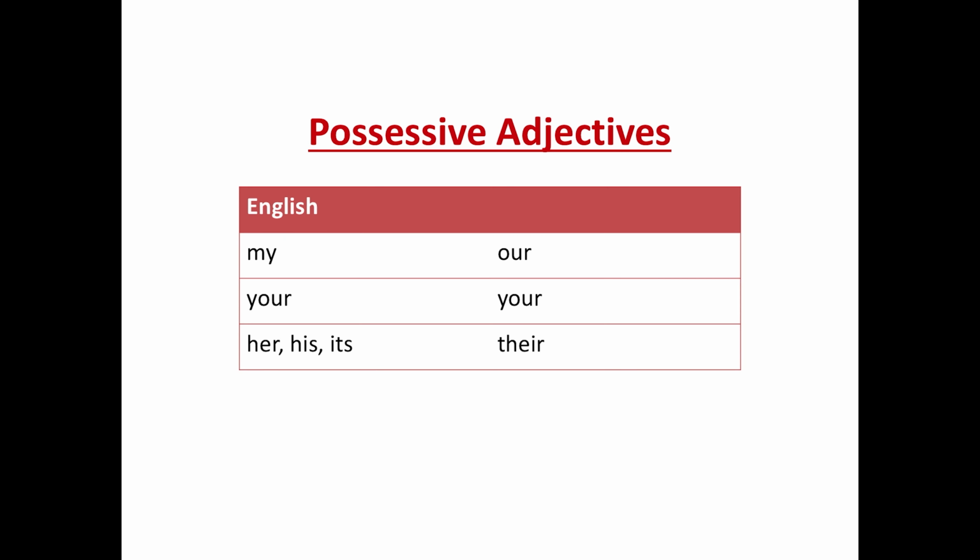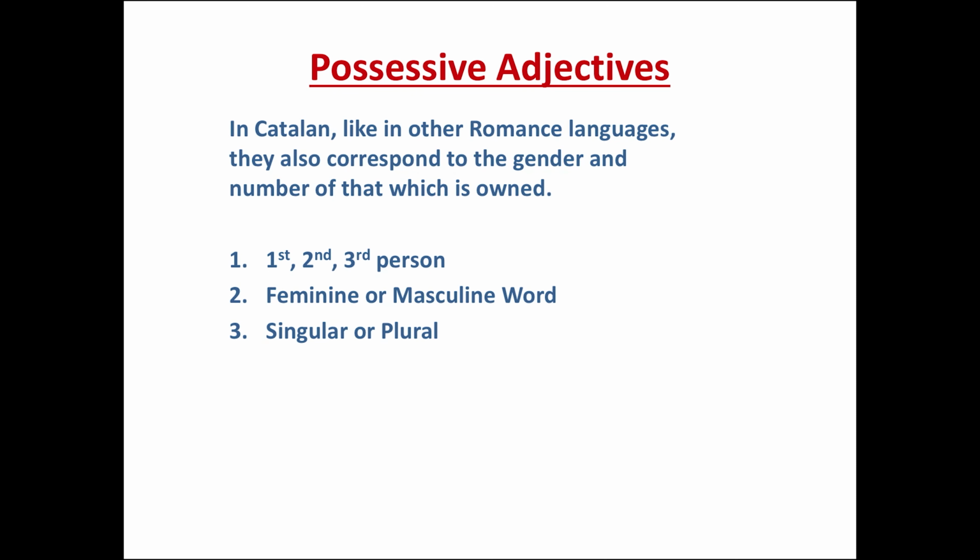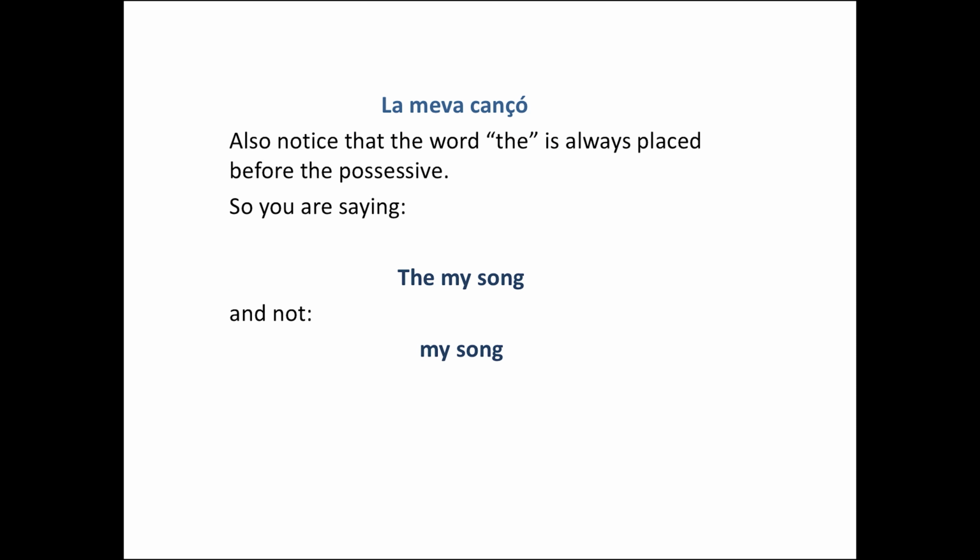In English, you have my, your, her, his, its, our, your, their. In Catalan, like in other Romance languages, they also correspond to the gender and number of that which is owned. So for example, it can be the first, second, or third person. The word can be feminine or masculine, or singular or plural. La meva cançó, my song. Also notice that the word the is always placed before the possessive, so you are saying the my song.